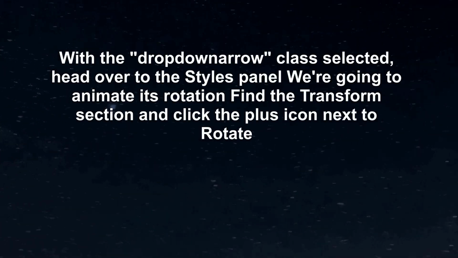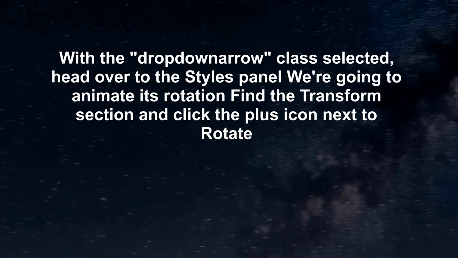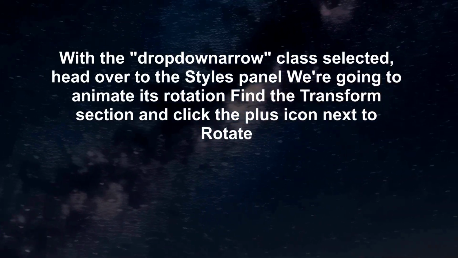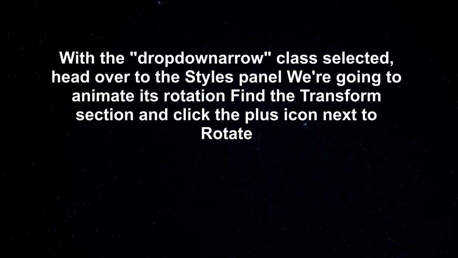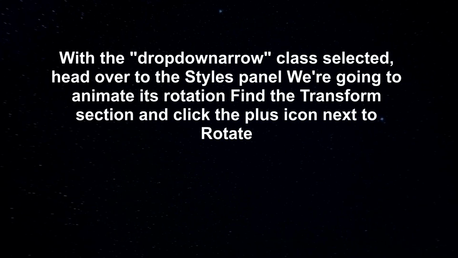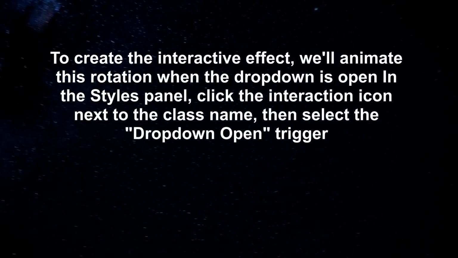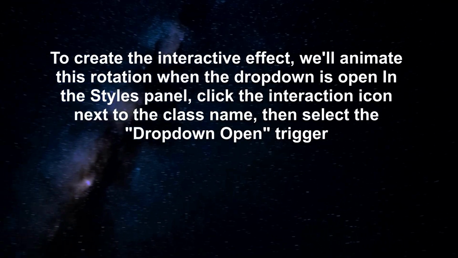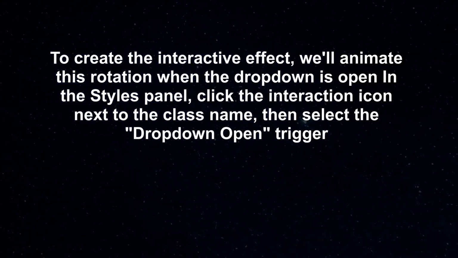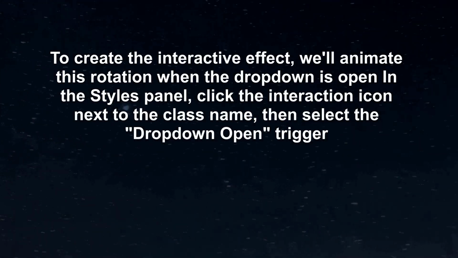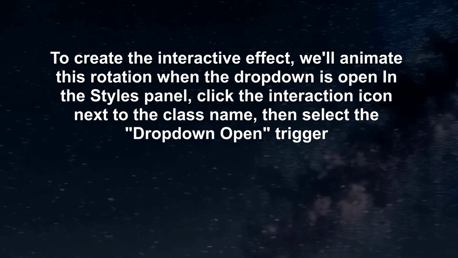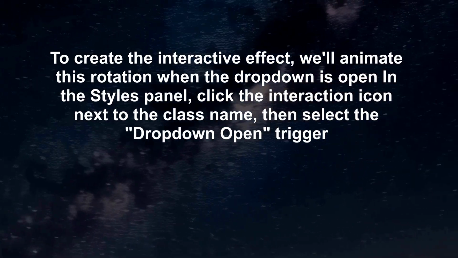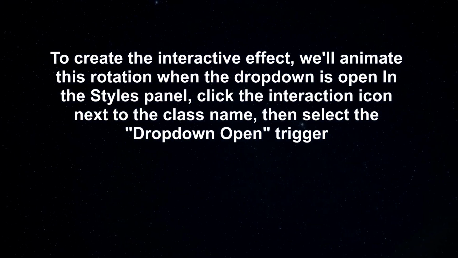With the Dropdown Arrow class selected, head over to the Styles panel. We're going to animate its rotation. Find the Transform section and click the plus icon next to Rotate. To create the interactive effect, we'll animate this rotation when the dropdown is open. In the Styles panel, click the interaction icon next to the class name, then select the dropdown open trigger.